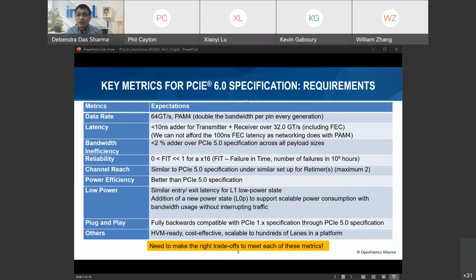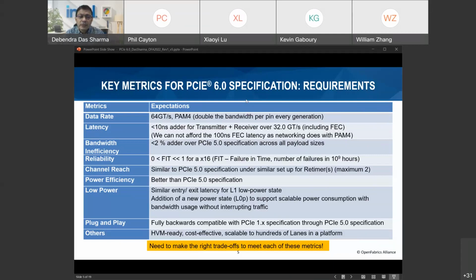Bandwidth inefficiency: how much inefficiency can we put on top of 5.0, because we are doing things like FEC and we might do new types of CRC? Less than 2%. In other words, if I got X amount of bandwidth in the previous generation, I need to get at least 1.98x. It's not reasonable to assume that I'm going to decrease in terms of my bandwidth efficiency. And we are going to see how we are doing all of those. We measure reliability in terms of FIT, which is failure in time, the number of failures in 10 to the power 9 hours.